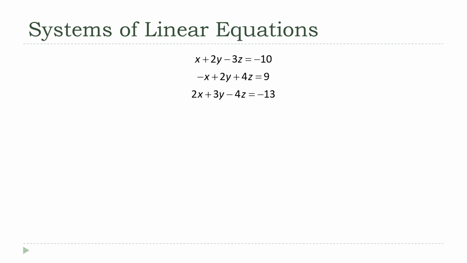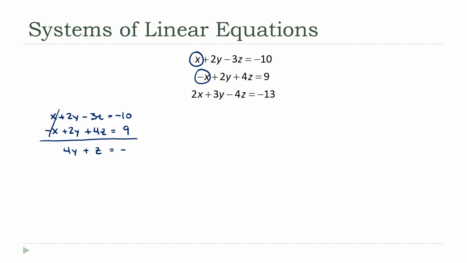So what I'm going to do here is, as I look at these equations, the first thing that jumps out to me is I've got a positive x here and a negative x here. Right? Those will cancel each other really nicely. So I'm just going to write them over. x plus 2y minus 3z equals negative 10. And negative x plus 2y plus 4z equals 9. And I'm going to add these two together and watch what happens. Right? That's 0. 4y plus z equals negative 1.